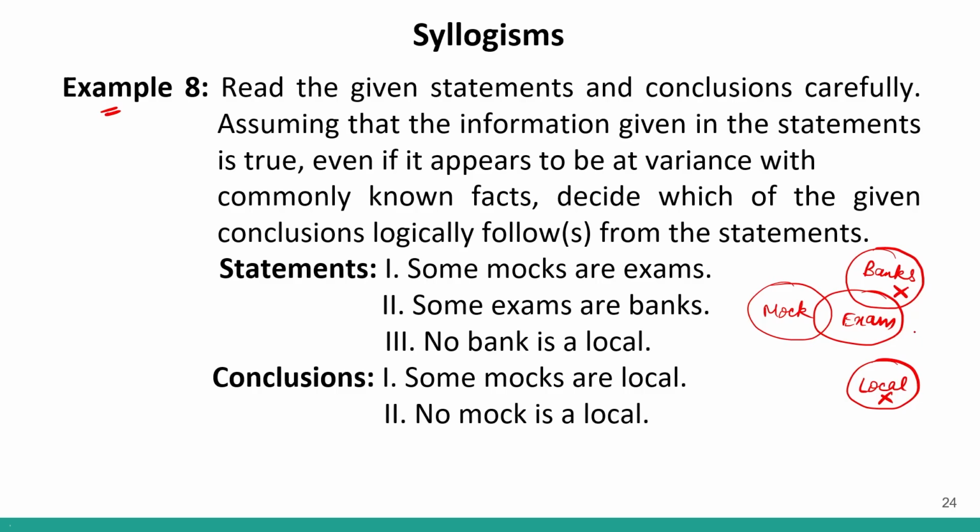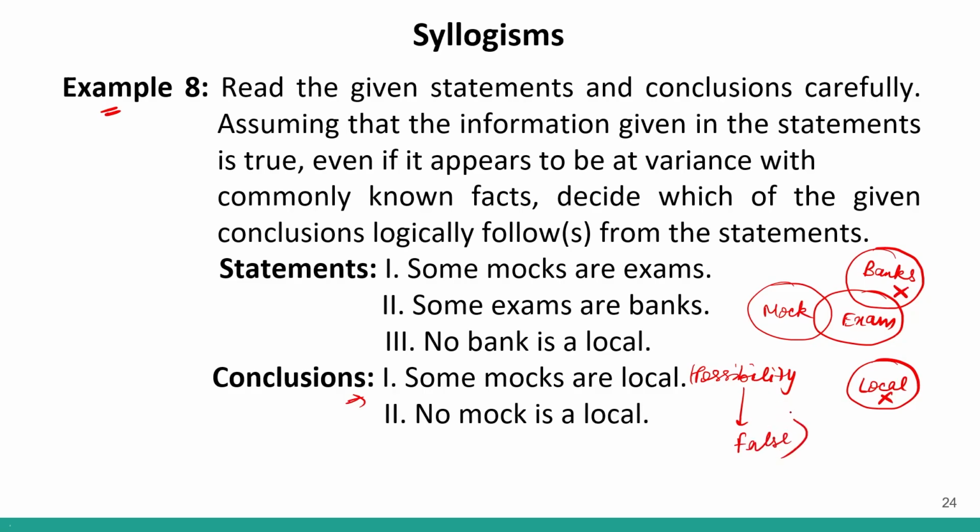Let's just look at the conclusions. Conclusion 1 says some mocks are locals. So, if you look over here, there is no restriction on mock and local. Correct? So, this is a possibility. This can or cannot be true, right? This may or may not be true, but it is not mentioned in the conclusion that it is a possibility.